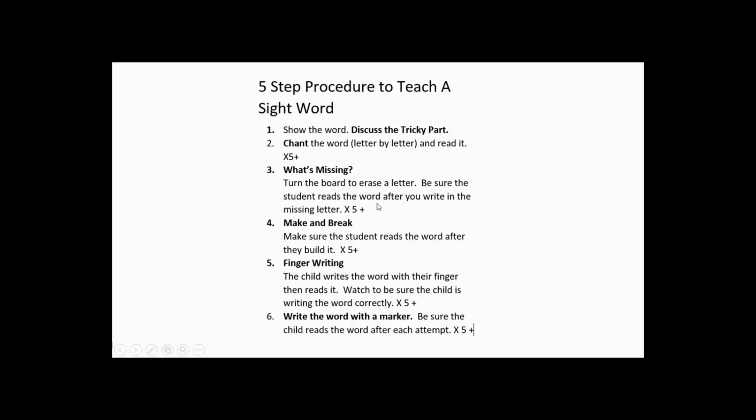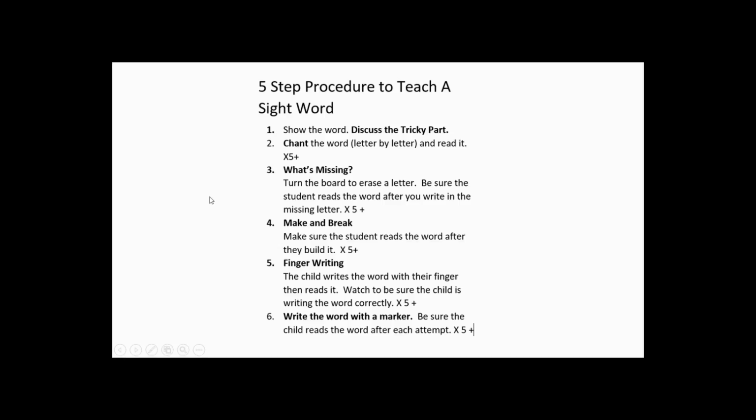This is a really nice way to help children start to look for individual letters within that word. The 4th procedure is something called make and break. You're going to give the child some magnetic letters, or you could cut up pieces of paper and put a letter on each piece of paper. And you're going to mix those letters up and then ask the child to make the word with those letters.